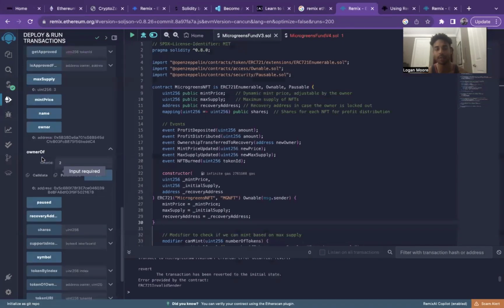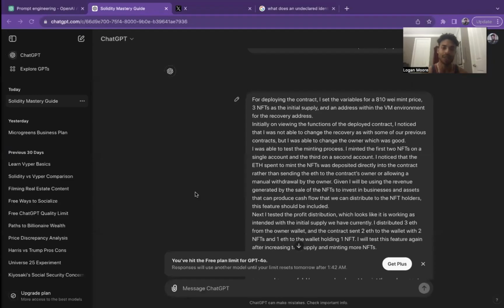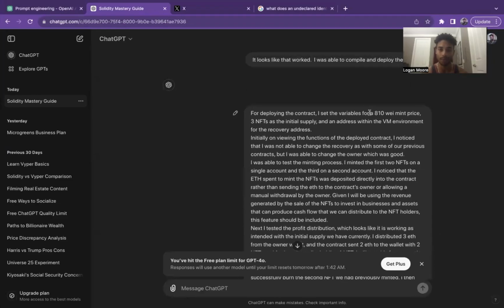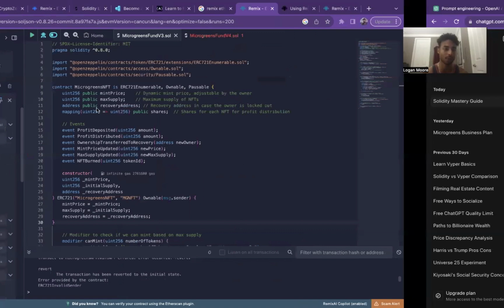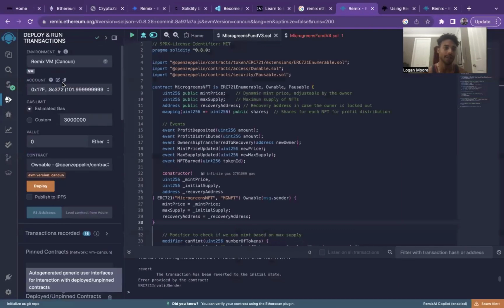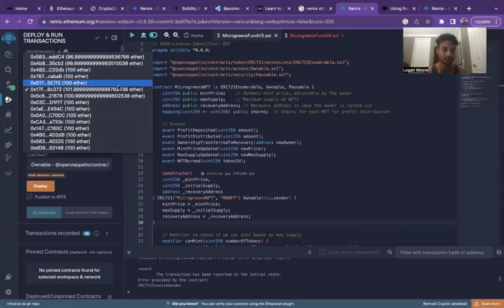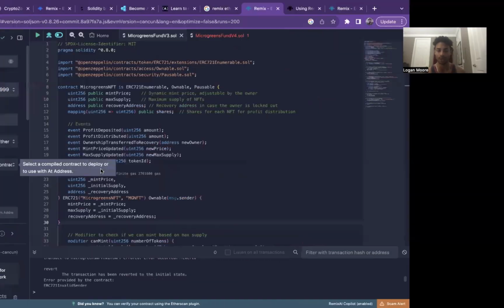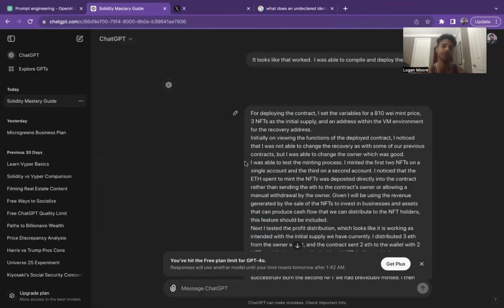So we headed over to deploy. We set the parameters so that we deployed with 810 wei for the mint price, 3 NFTs as the initial supply, and then we set the address for one of the wallets we have in our test environment. We were able to deploy the contract, and then we were able to test out some of those basic features.